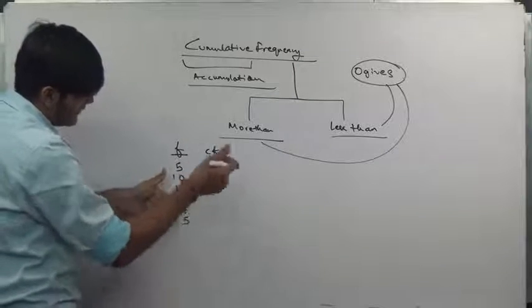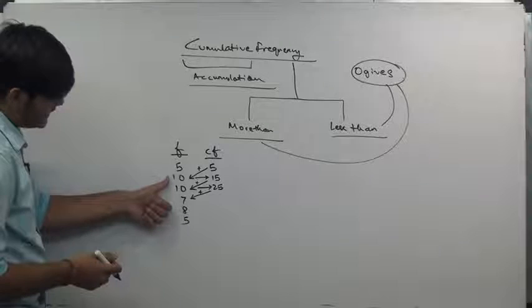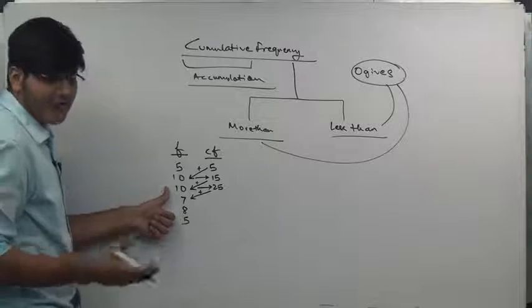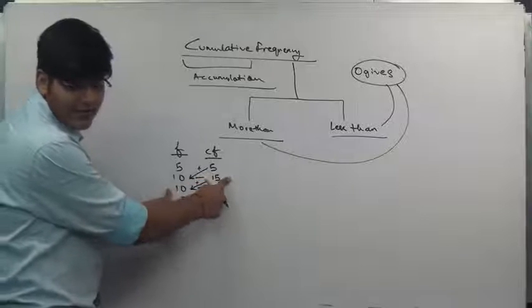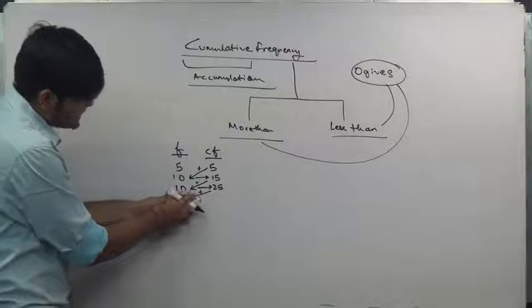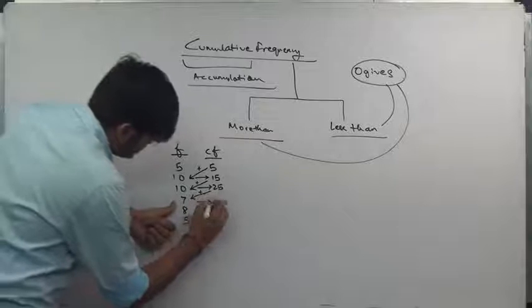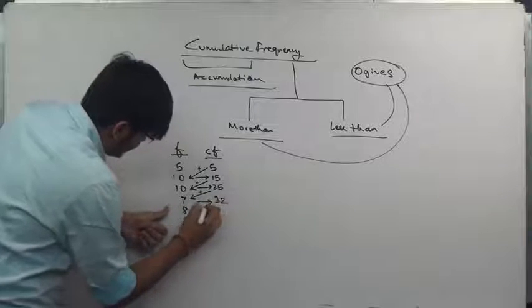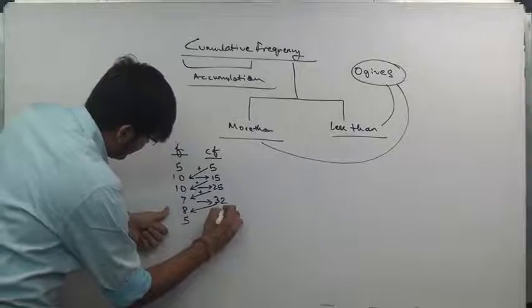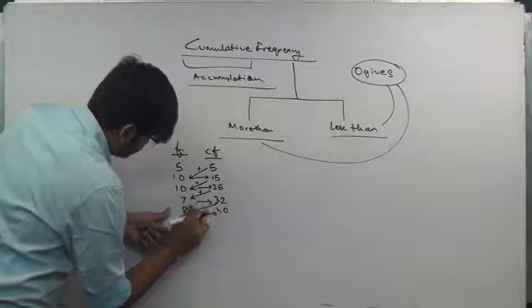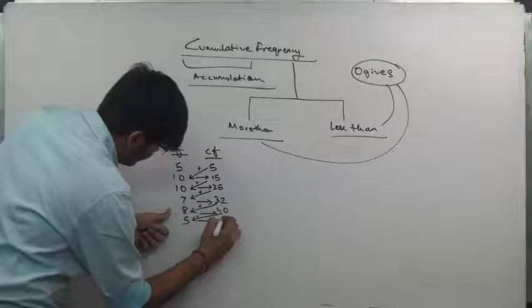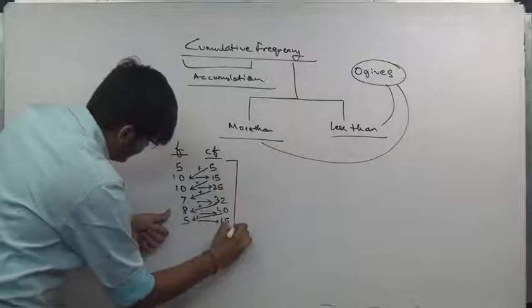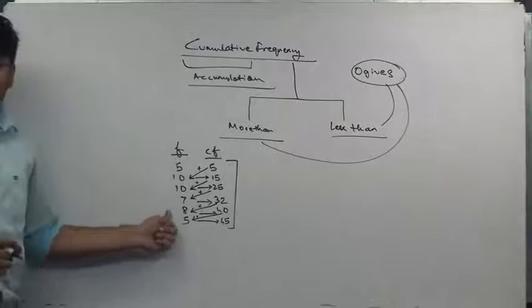Try to understand this thing. Many people do 5 plus 10, then 10 plus 10. You have to add the next frequency to the cumulative frequency that you have got. 15 plus 10 is 25, 25 plus 7 is 32. Then again you add 32 with 8, you get 40. And then again you add 40 with 5 and you get 45. This is the cumulative frequency that you get.